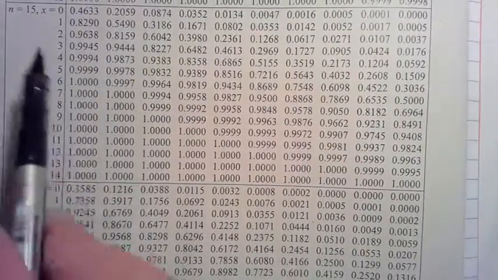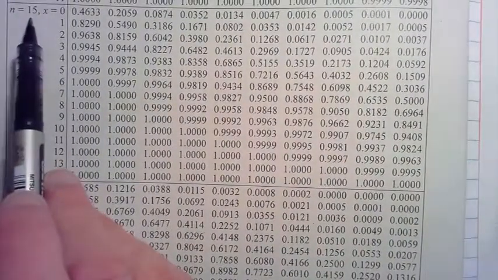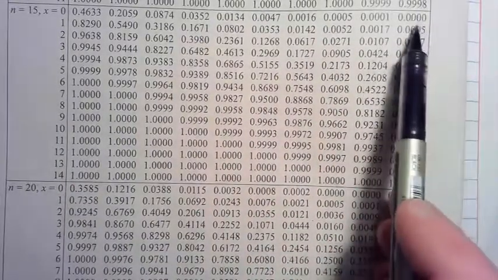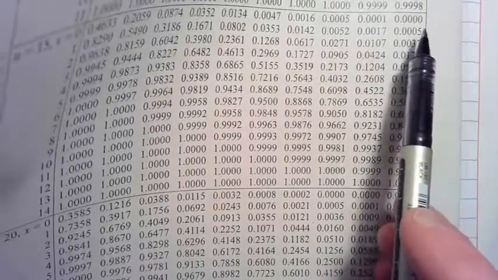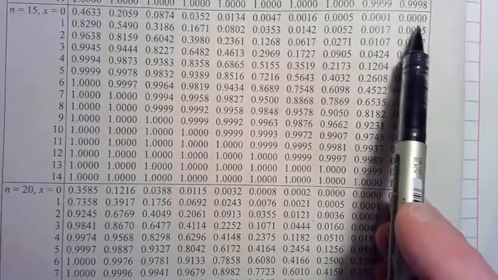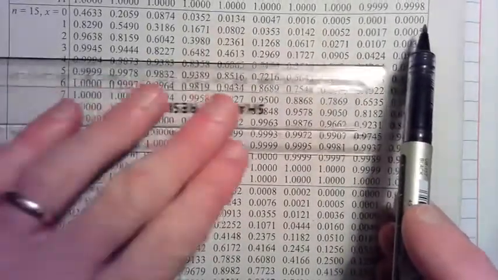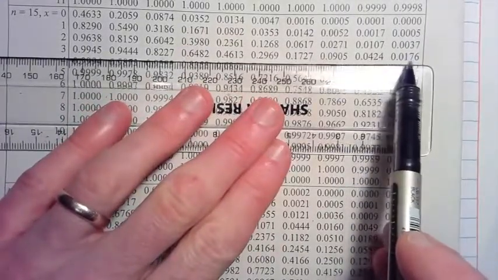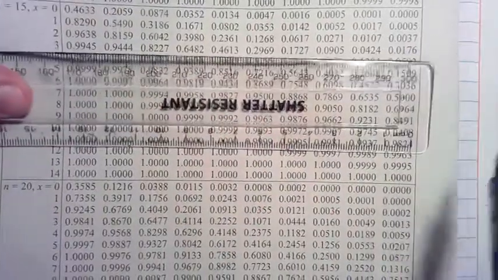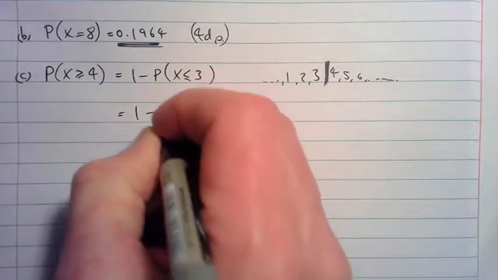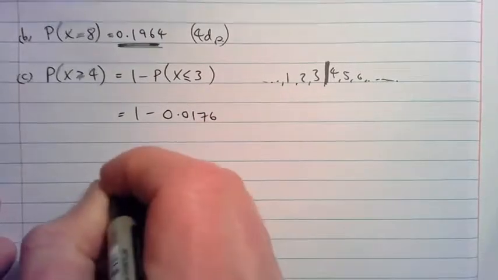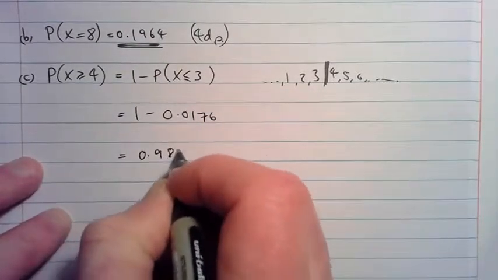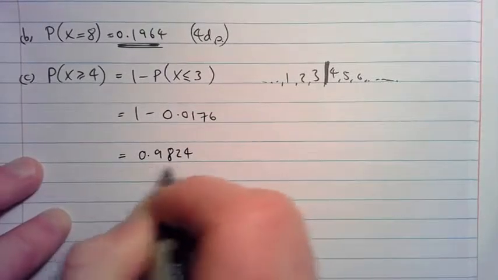So if you bring up the formula booklet, n value is 15 there. Go right to the last column, which is the 0.5 column. And what we're interested in again, less than or equal to 3. So go to the row for 3, down, and we see it's 0.0176. Okay, and 1 minus that is going to be 0.9824.